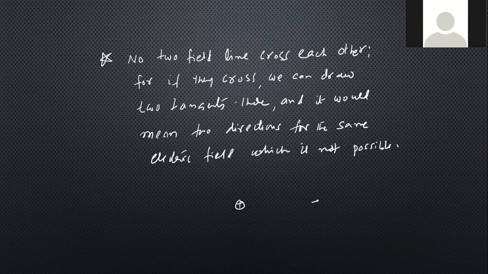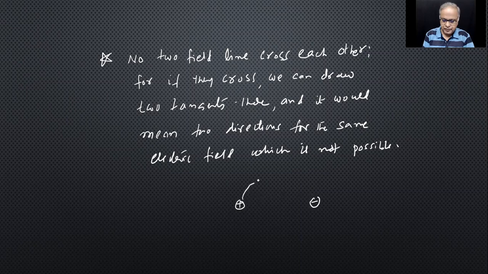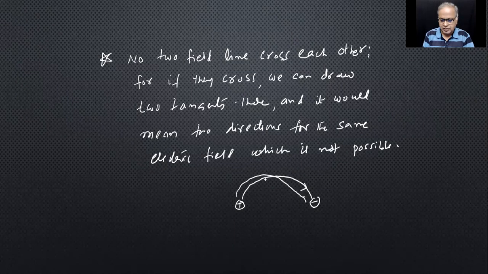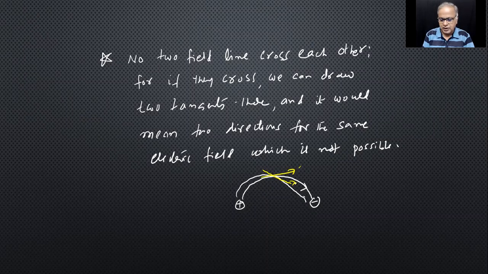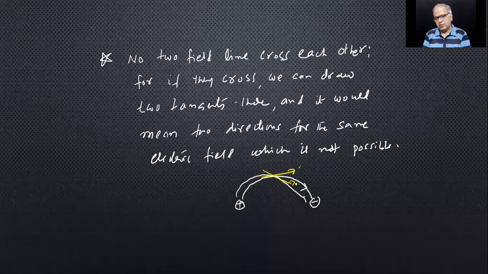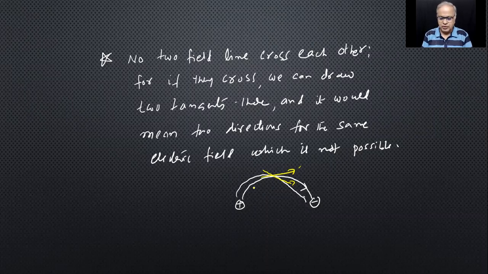Plus, minus, if I had this one field line we talked about. Supposing there was one more field line crossing like that. So there'll be one tangent like this, and there'll be another tangent like this. At the same point, you cannot have two E's and two directions like that. That's what you mean by saying that they should not cross each other.